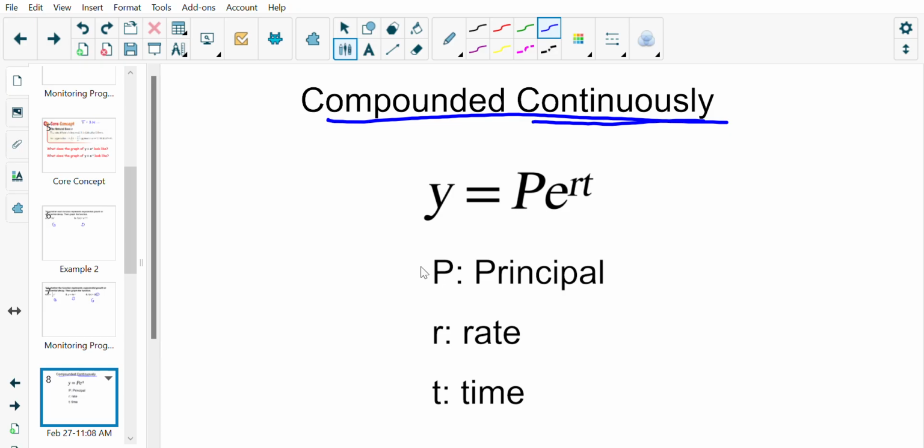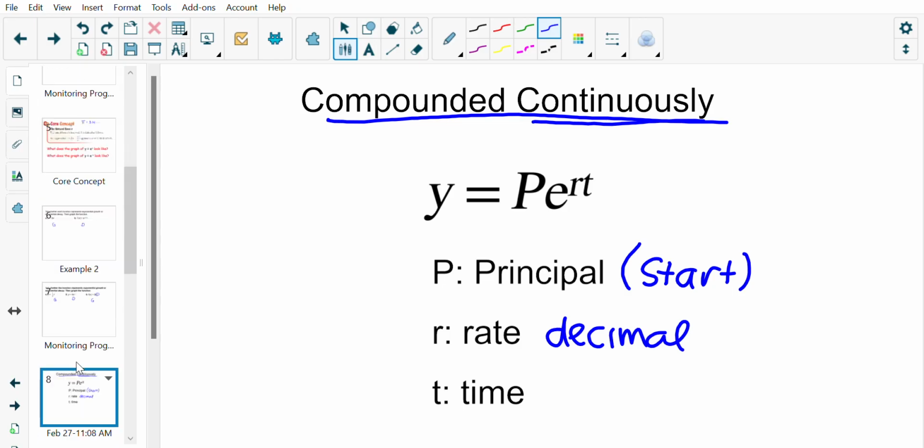So P is that principal, which is always how much you start with, like what are you investing? And then r is still your rate and t is still your time. On your calculator, you're going to have a button for e. And if you're at home needing to do a problem, you can always just type it into Desmos and just use e on your keyboard and it will do the correct e. Make sure your rate is as a decimal, just like in all of our other problems. And then your time is just whatever time it gives you.